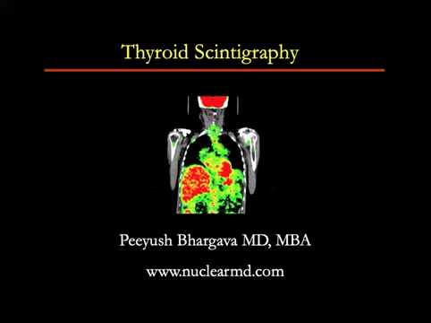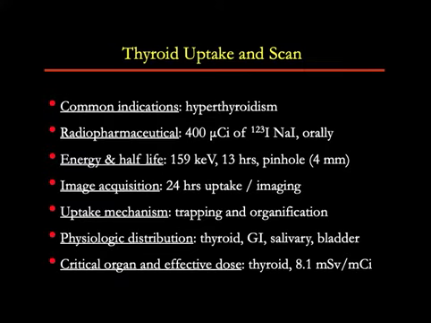Let's quickly review the thyroid scan protocol first. So thyroid scans typically have two parts: the scan, which consists of pictures, and the thyroid uptake, which is typically a 24-hour uptake value that is calculated using a thyroid probe. The most common indications for doing a thyroid uptake and scan include hyperthyroidism, to evaluate the cause of hyperthyroidism, and, based on that, to see if radioactive iodine can be used to treat those patients.